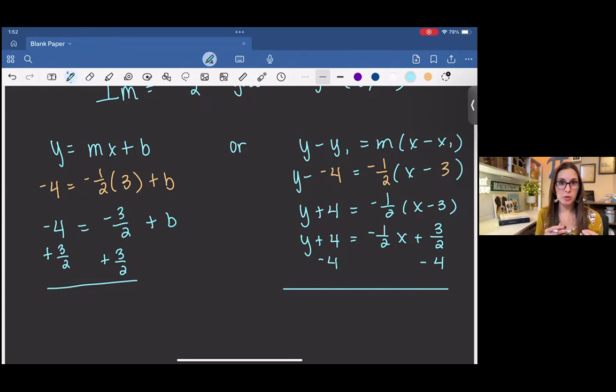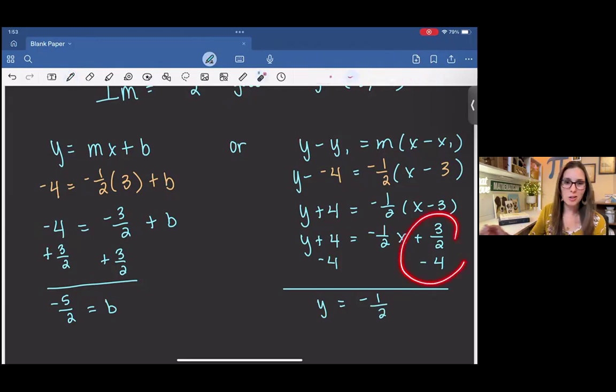On the left side, when we use slope-intercept form, when we solve for b, we multiply, we add 3 halves over, and then we have to get a common denominator. That would be -8 halves plus 3 halves would be -5 halves. And then over here, when I simplify the double negative, distribute the -1/2, and add 4 over, you're going to see that same operation again over here because we're talking about the same point in the same line. So you're going to end up with all the same numbers.